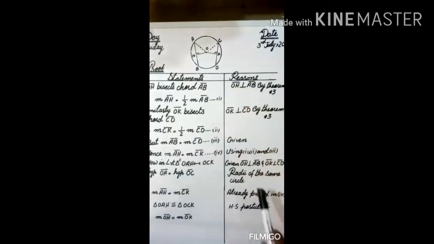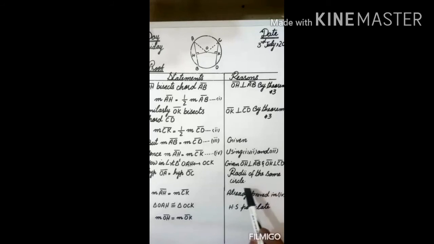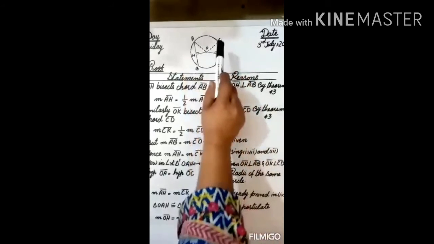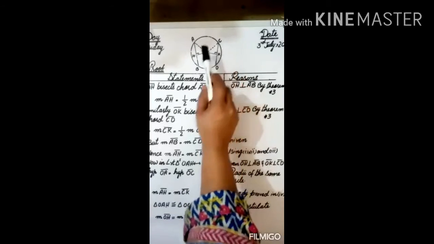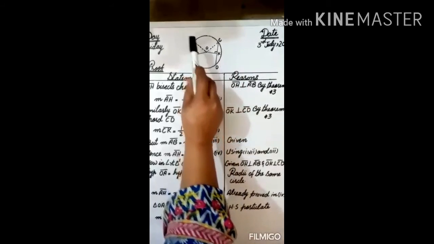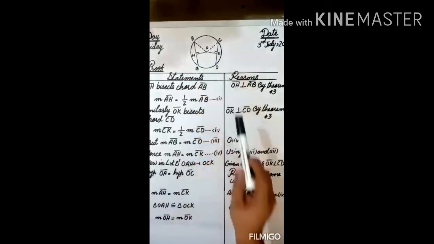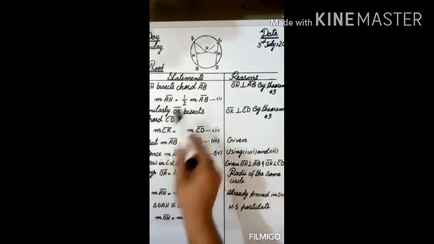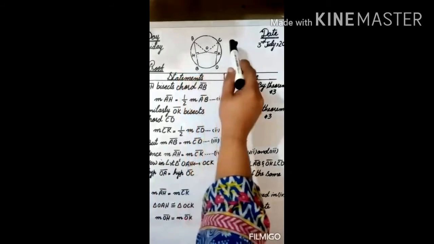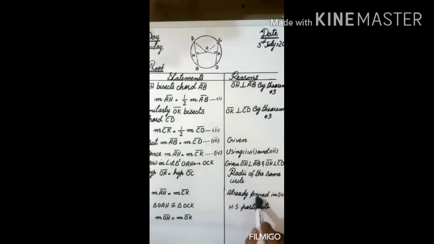Now the reason they are equal is that they are the radii of the same circle. Radii is the plural form of radius, meaning both are radii. OA is a radius and OC is a radius. These are two radii of the circle. That's why hypotenuse OA is equal to hypotenuse OC. Now after this we are discussing the side of the right angle triangle. Measurement AH is equal to measurement CK. This is already proved by using equations number 1, 2 and 3.